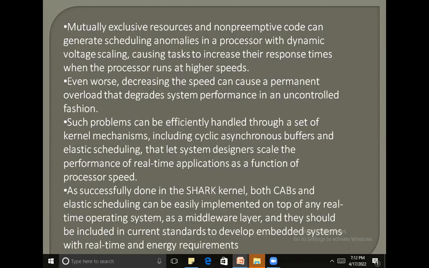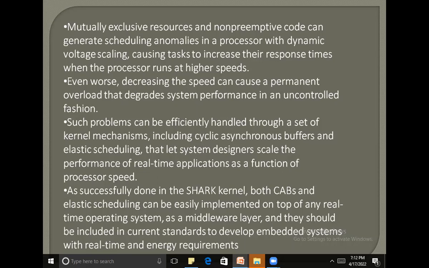Mutually exclusive resources and non-preemptive code can generate scheduling anomalies in a processor with dynamic voltage scaling, causing tasks to increase their response time when the processor runs at a higher speed. Even worse, decreasing the speed can cause a permanent overload that degrades system performance in an uncontrolled fashion.